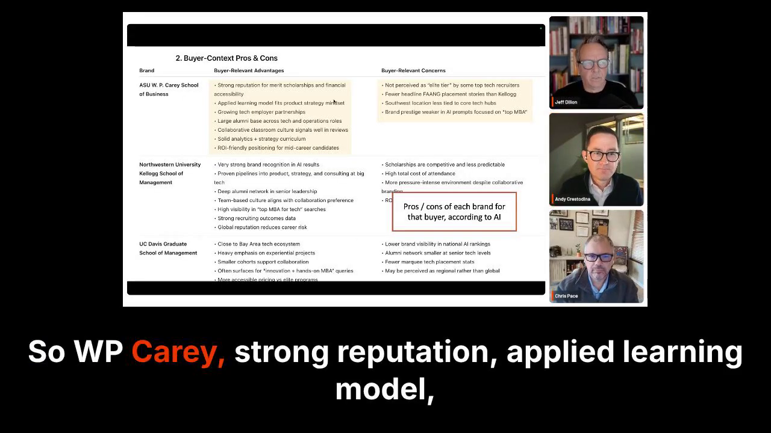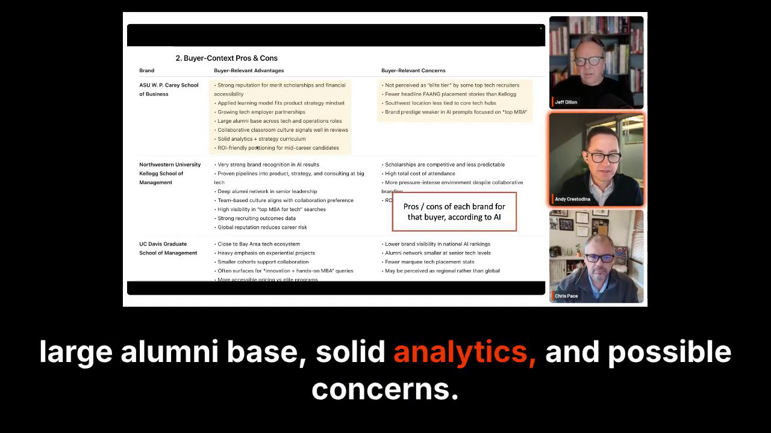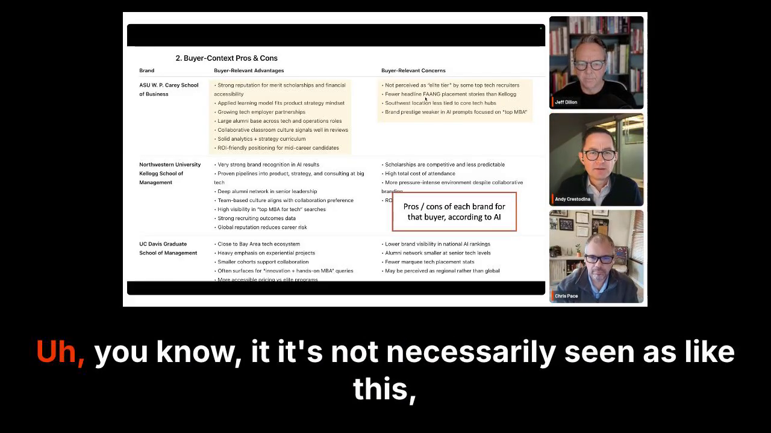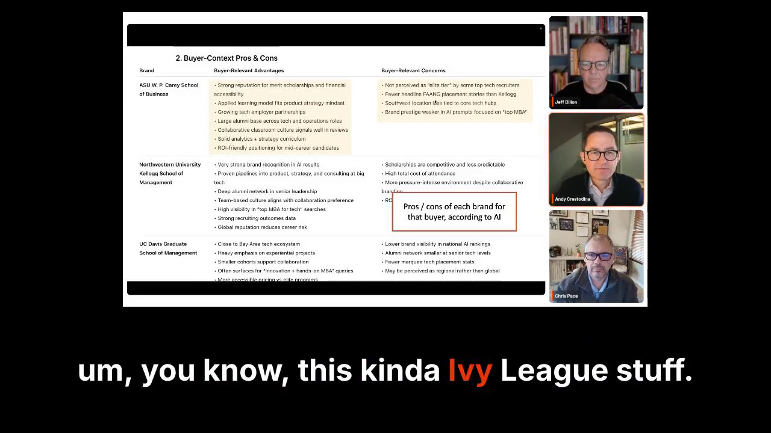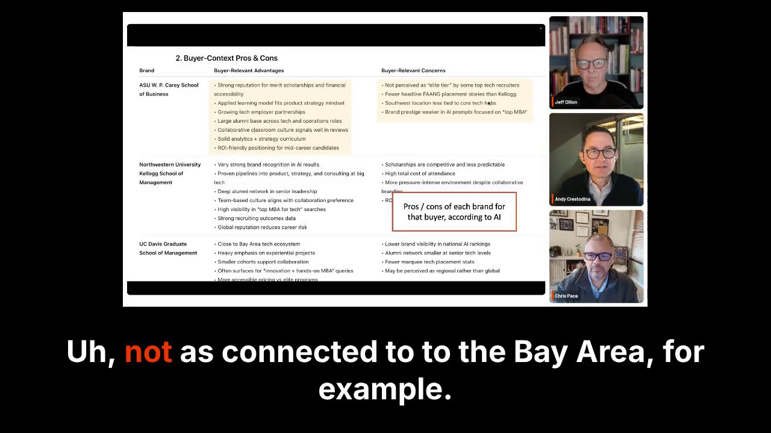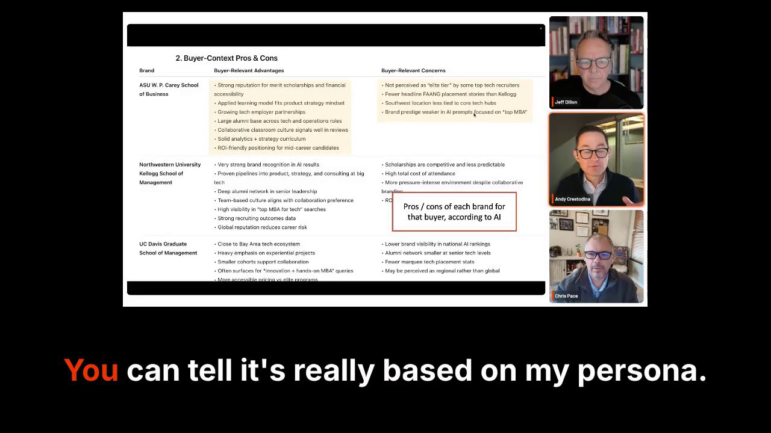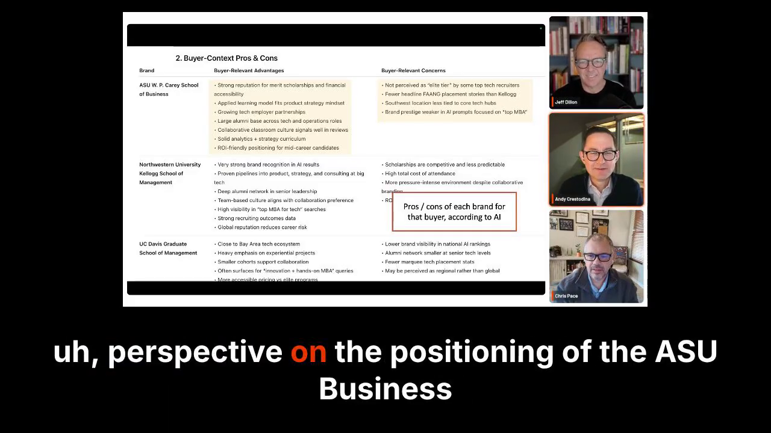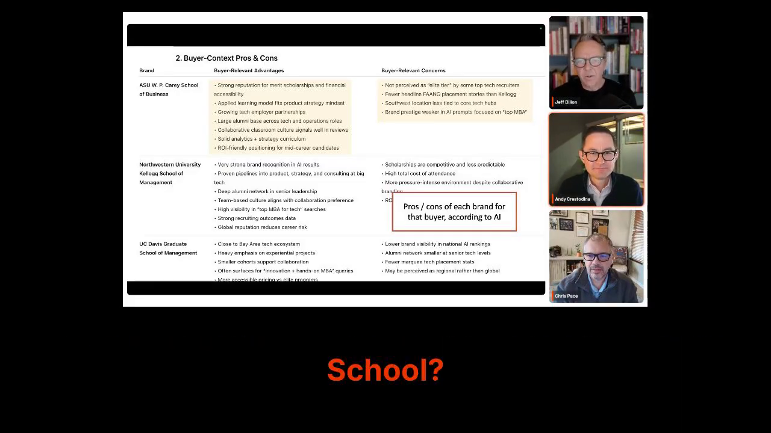So WP Carey: strong reputation, applied learning model, large alumni base, solid analytics, and possible concerns. Well, there are fewer big tech placements there. It's not necessarily seen as this kind of Ivy League stuff. Not as connected to the Bay Area, for example. You can tell it's really based on my persona. So, Chris, do you feel like this is a meaningful perspective on the positioning of the ASU Business School?